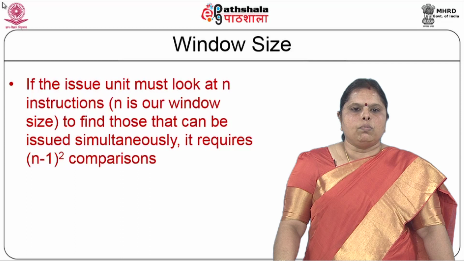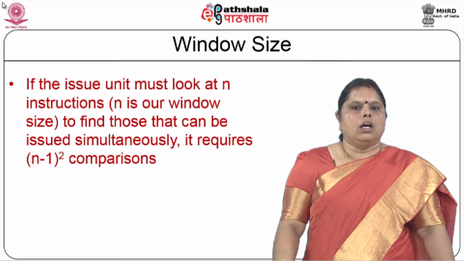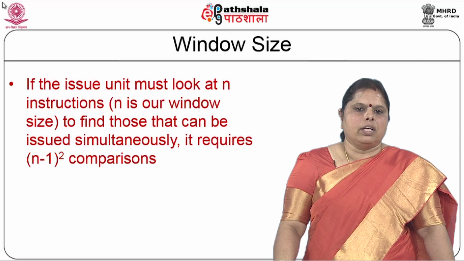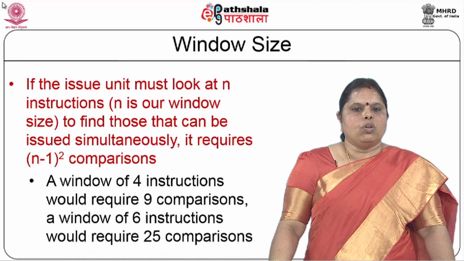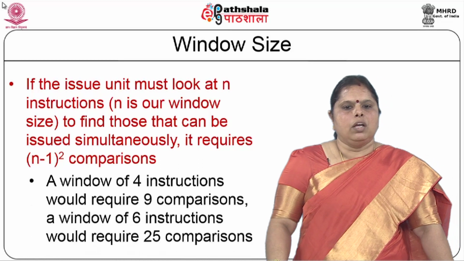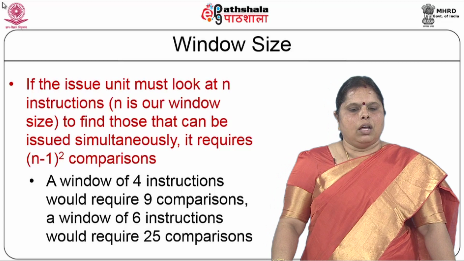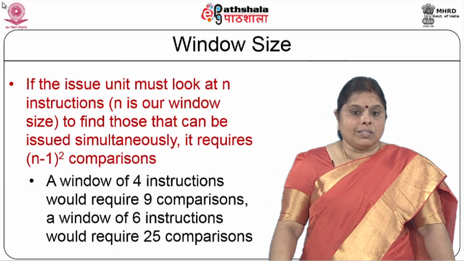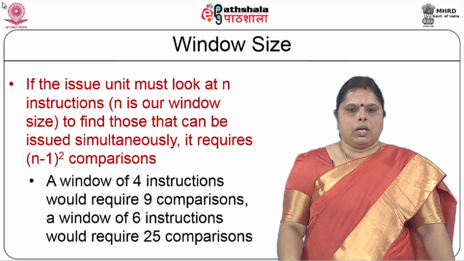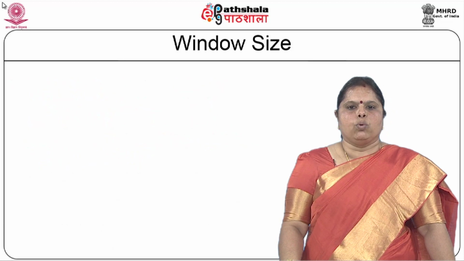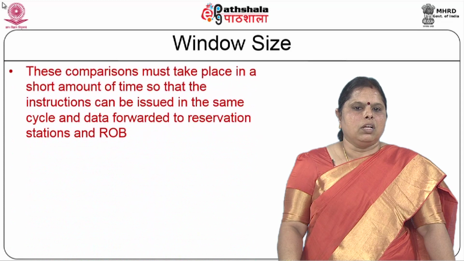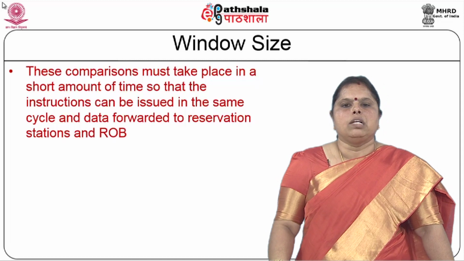If the issue unit must look at n instructions, where n is our window size, to find those that can be issued simultaneously, it basically requires n minus 1 comparisons. So, if you look at a window of 4 instructions, it would require 9 comparisons, and if you look at 6 instructions, that would require 25 comparisons. As you keep increasing the window size, the number of comparisons keeps increasing, and that becomes a limitation to the increase in window size.